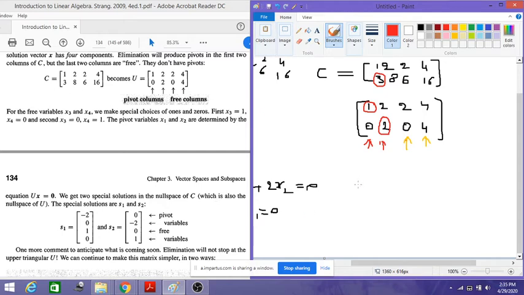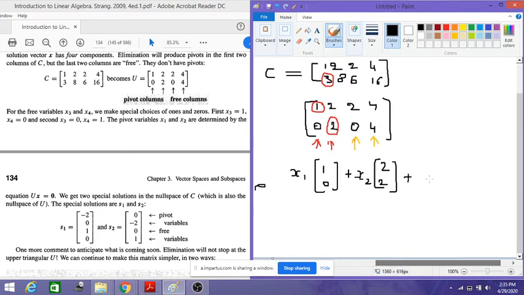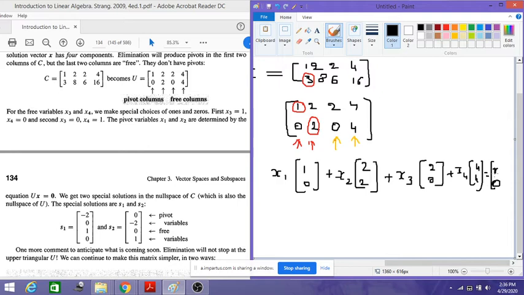So to understand this, we will write this in terms of a column vector. So we have x1 here, so this is 1 0, plus x2 as 2 and 2, plus my x3 as 2 and 0, plus x4 as 4 and 4, which is equal to 0 on the right side.